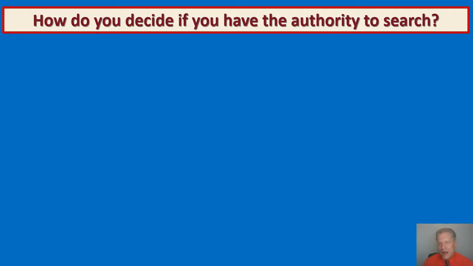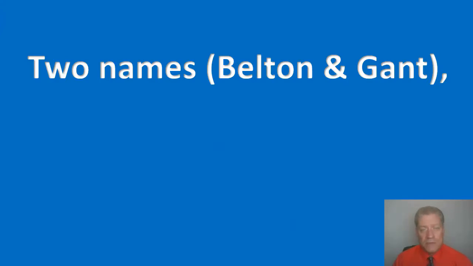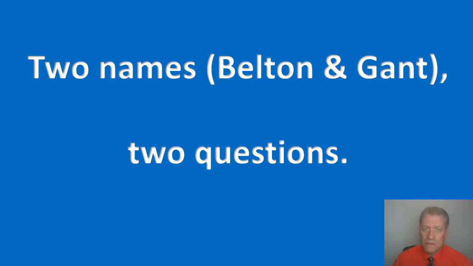How do you decide if you have the authority to search? To determine that, I want you to ask two questions, and those two questions I refer to as the Belton Gant Filter. The names Belton and Gant are taken from the two search and seizure case laws containing those names. Two names, Belton and Gant, two questions.